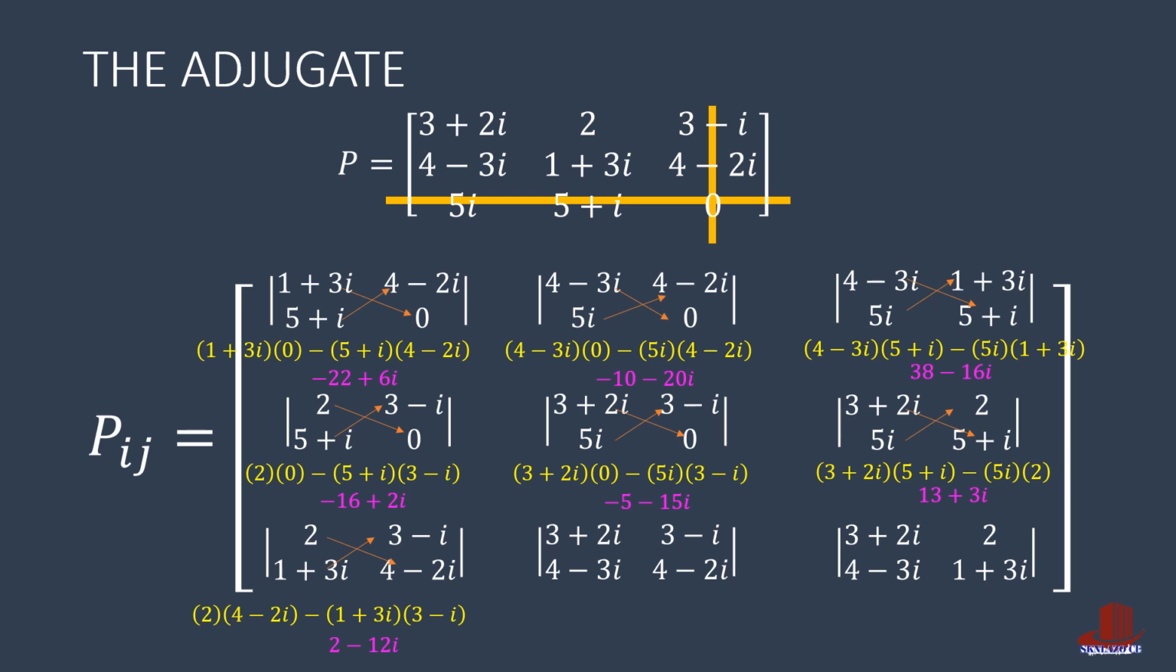The next element's determinant is computed as 3 plus 2i times 4 minus 2i. Subtract the anti-diagonal elements product from 4 minus 3i and 3 minus i. The outcome is 7 plus 15i. Then lastly, element 3, 3 has a determinant of 3 plus 2i times 1 plus 3i minus 4 minus 3i times 2, giving negative 11 plus 17i.